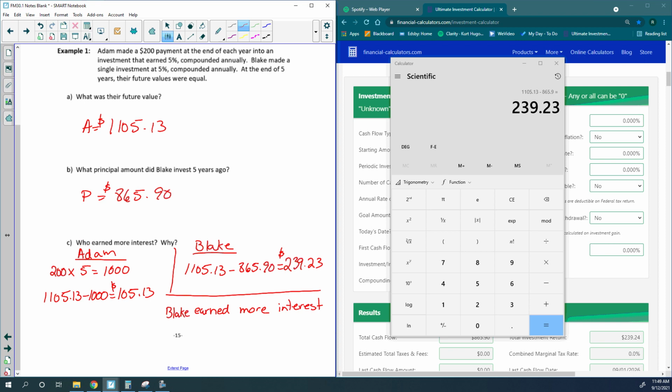And the reasoning for that is because he was able to put all that money in right at the beginning. So he had more money earning interest for a longer period of time. So he had more money earning more interest over a longer period of time.